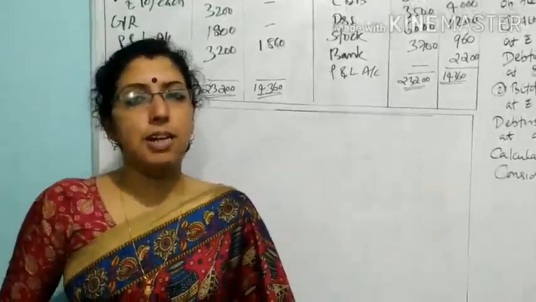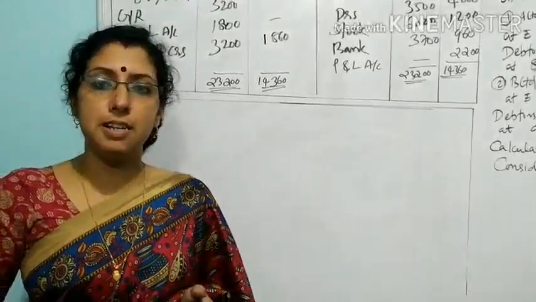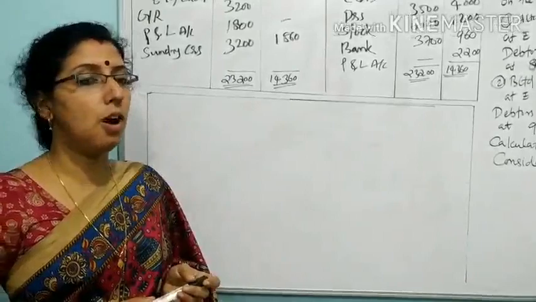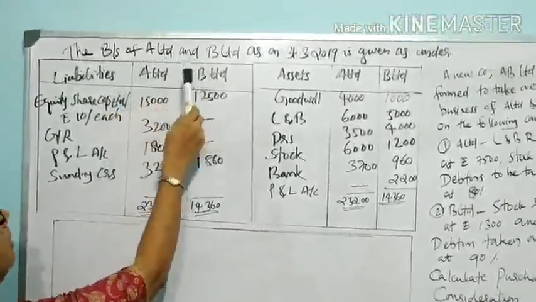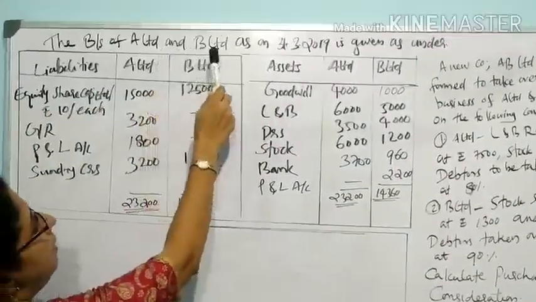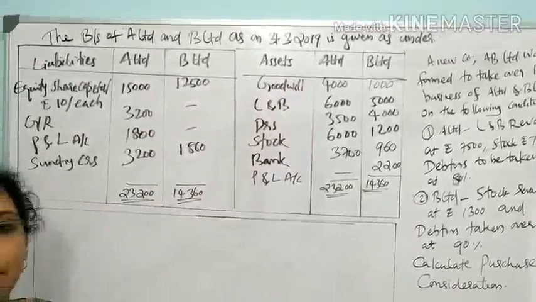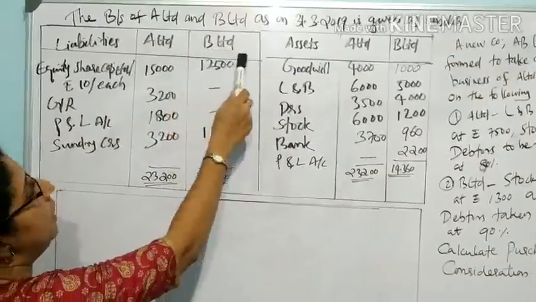Students, in today's class we are going to discuss a solved problem of the net asset method in amalgamation of companies. Okay, so first of all we are going to read our question. See, there is a balance sheet given. The balance sheet of A Limited and B Limited as on 31st March 2019 is given as under. So this is the balance sheet of A Limited and B Limited.